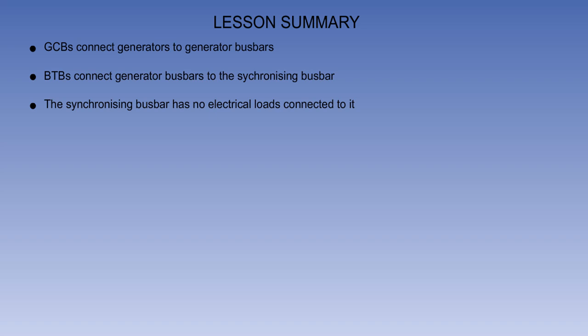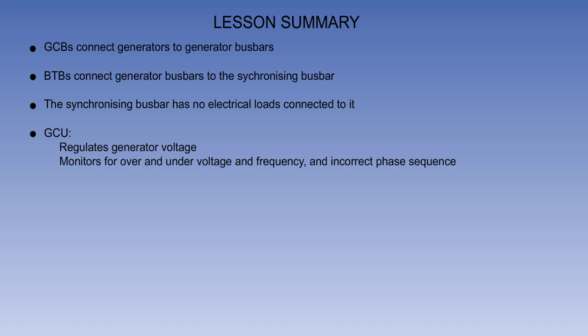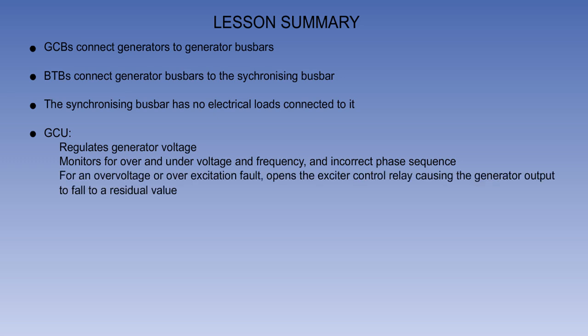The synchronizing bus bar has no electrical loads connected to it. A generator control unit, or GCU, will monitor generator output and provide voltage regulation by controlling the exciter field current. The GCU contains protection circuitry, which will monitor for over and under voltage and frequency and incorrect phase sequence. If the generator develops an overvoltage or overexcitation fault, the GCU will open the exciter control relay, causing the generator output to fall to a residual value.